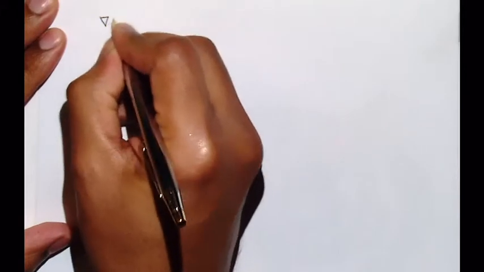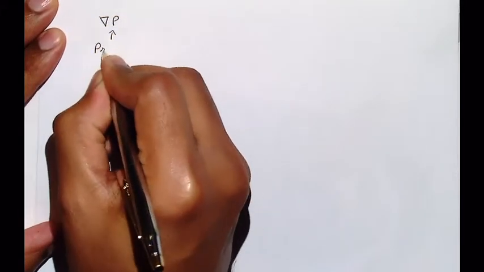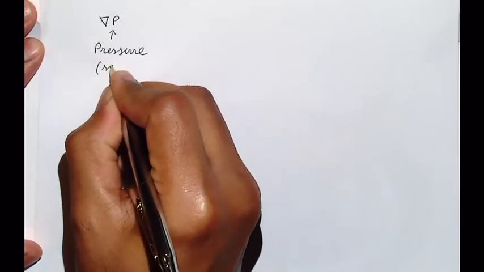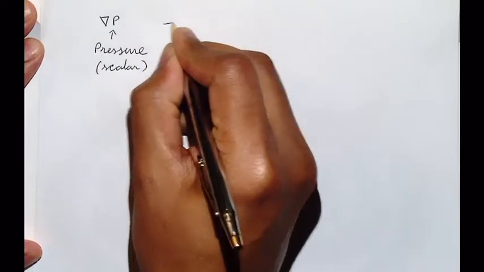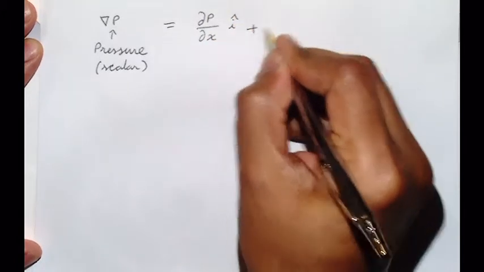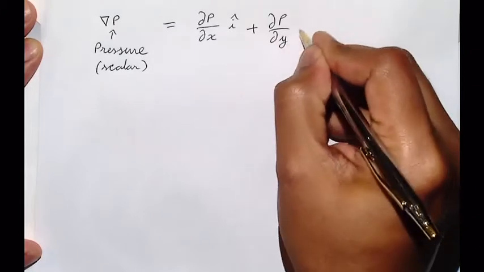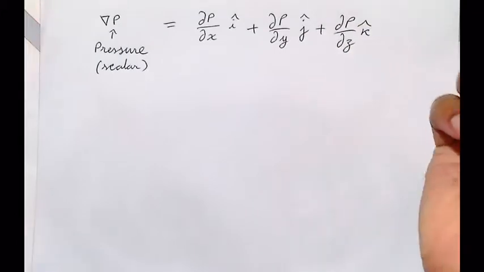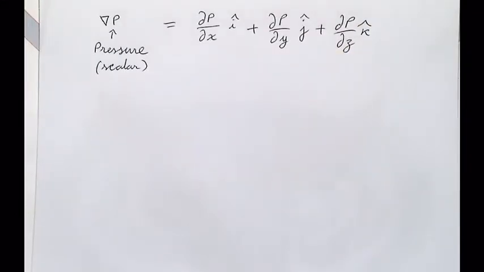Okay, so let's just go through some very simple notation again. So we've seen this before. If we have delta P, where P is pressure, which is a scalar, we can just write this as del P by del X, that's the I component, J component, and K component. Okay? But this is not the only way you can write this out.